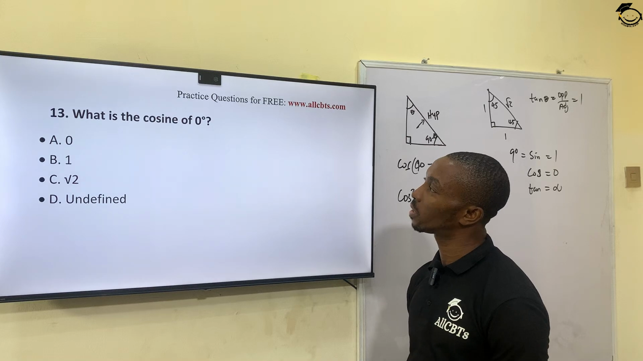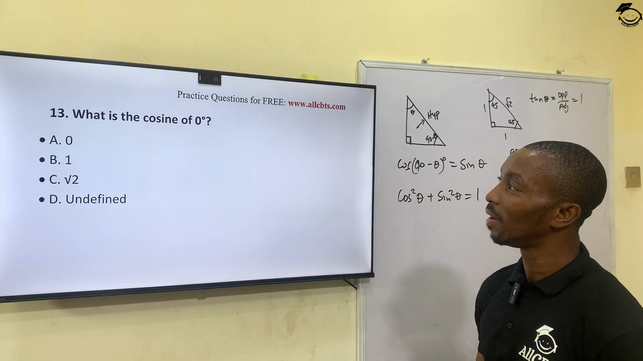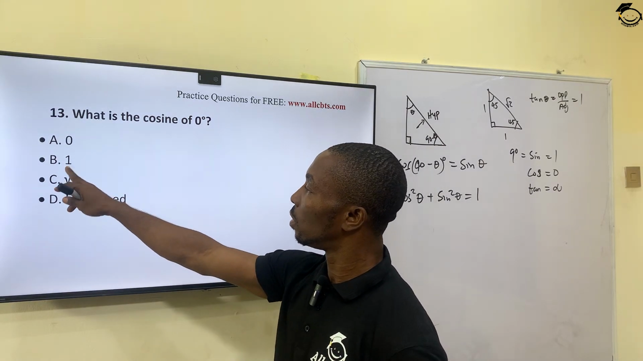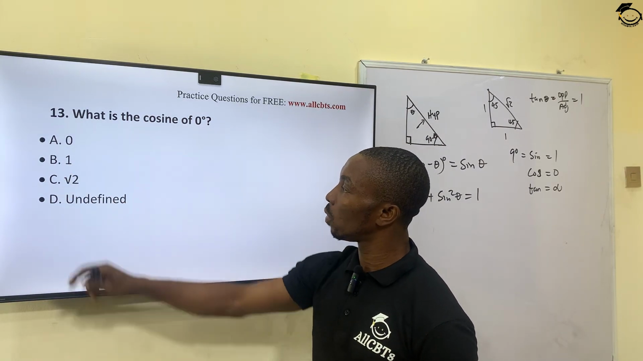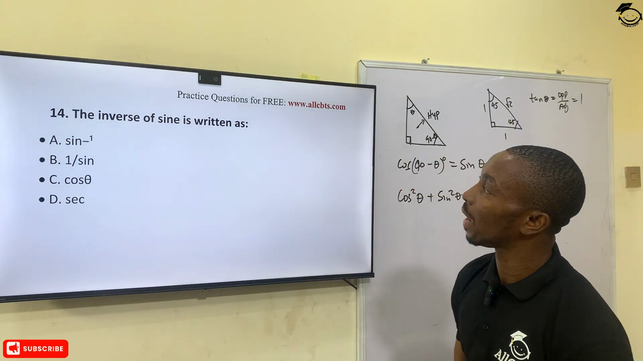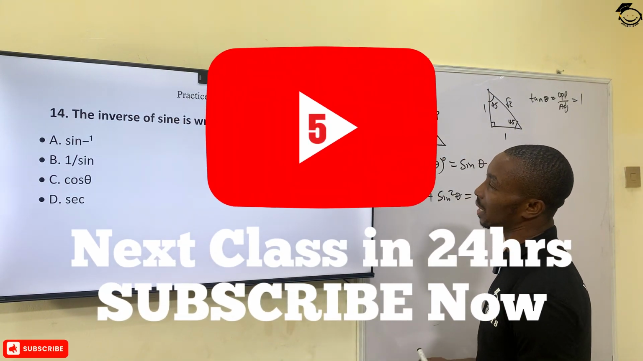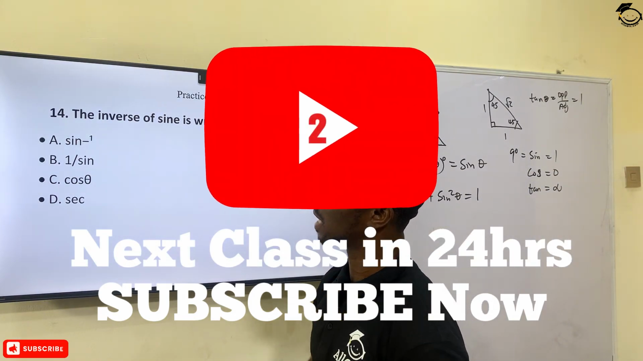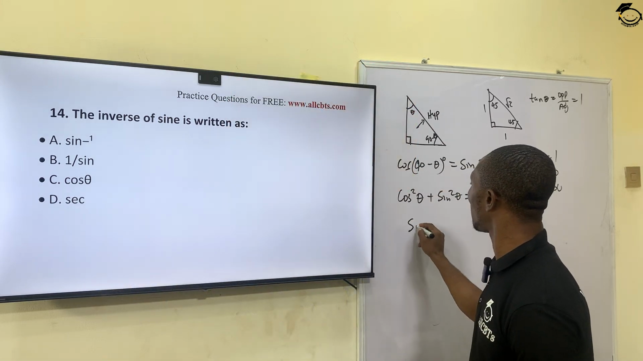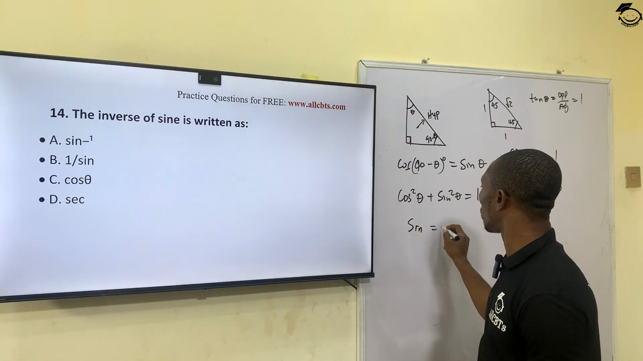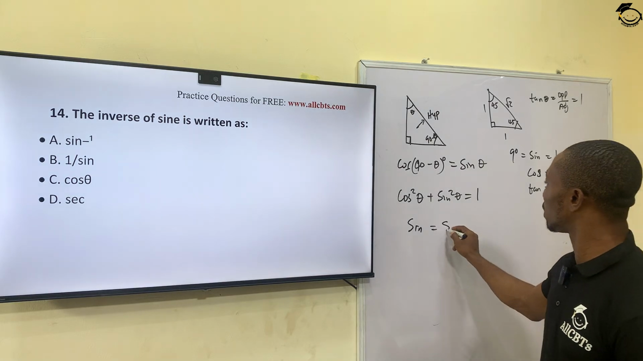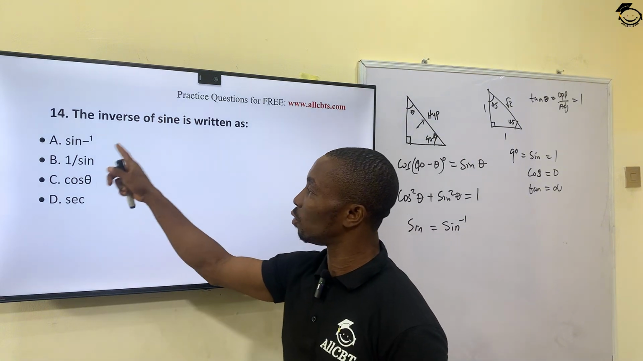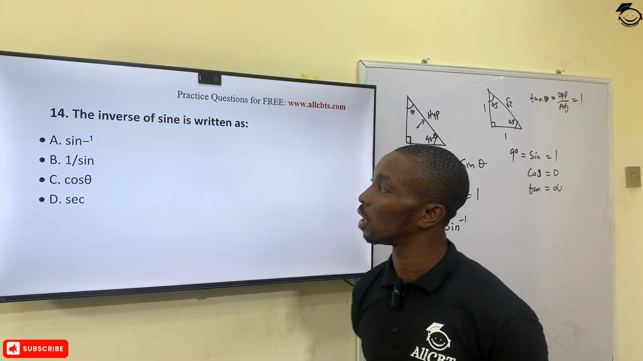What is the cosine of 0 degree? Now, the cosine of 0 degree is 1. So our cos 0 will be 1. The inverse of sine is written as sine inverse. So if we have sine and we want to write the inverse, it is written as sine raised to power minus 1. Inverse of sine will be sine raised to power minus 1, which is our option A.